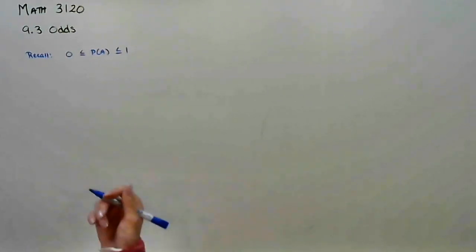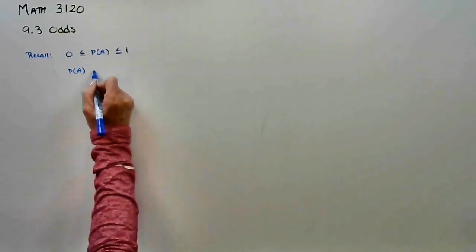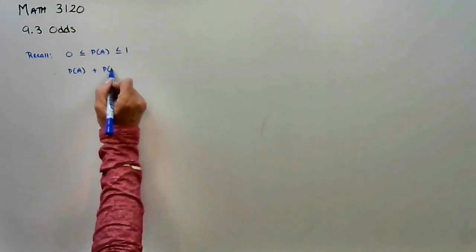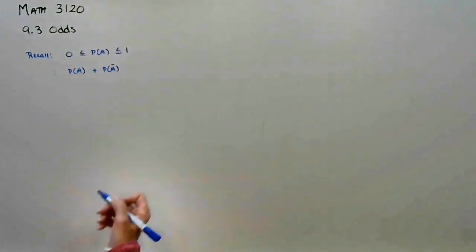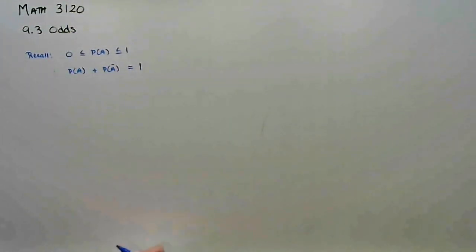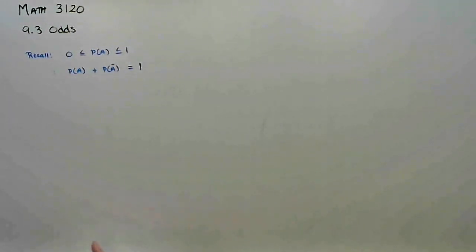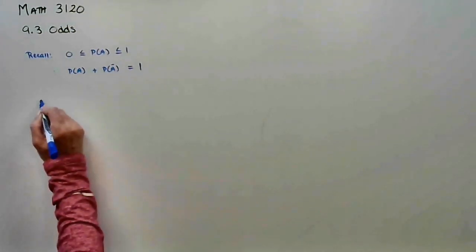Now, we did say, and let's think about this. The probability that an event occurs and the probability that the event will not occur, meaning the complement, will always add up to our entire universal set, our entire sample space. This is guaranteed. If I add the 2 things together, I'm guaranteed to get the entire set. Okay? So keep that in mind.